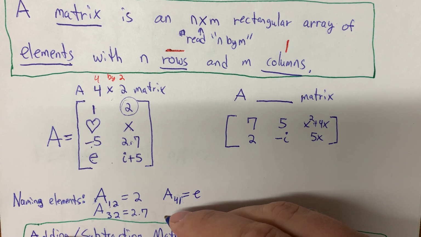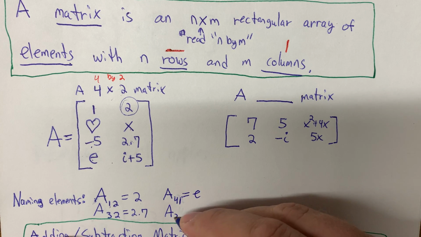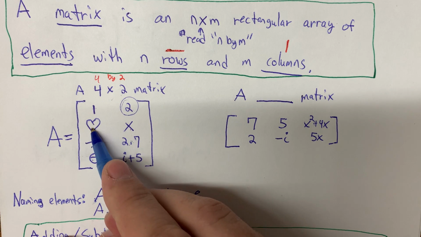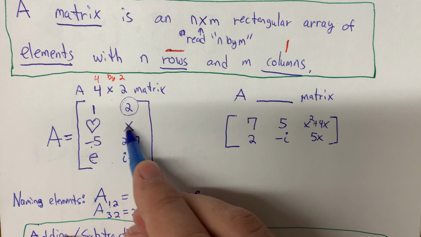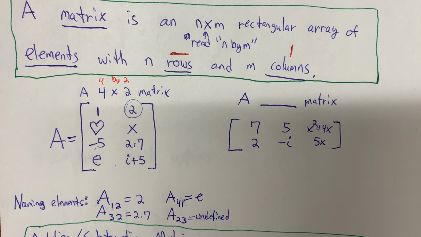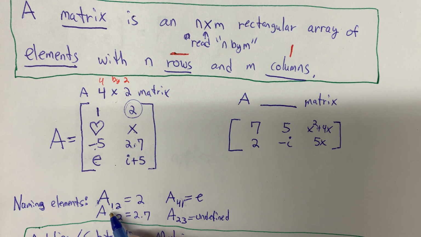What about A23? This says it's the second row, third column, 1, 2, 3, but there is no third column. So this would be undefined. It's not defined here. Okay? So I hope we feel good about naming the elements. The first number tells you the row, the second number tells you the column.